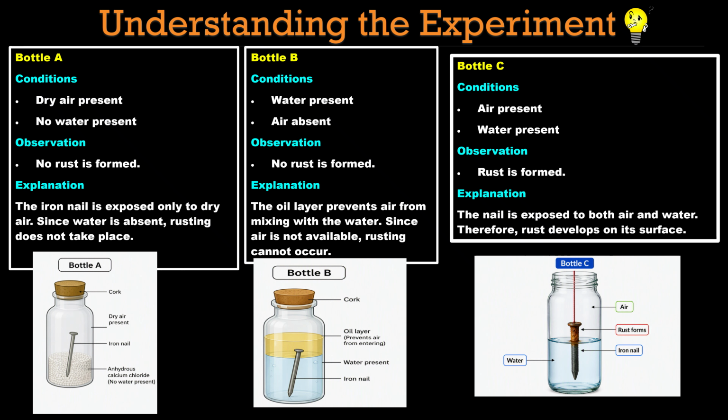So what do we conclude? Air alone cannot cause rusting and water alone cannot cause rusting. Rust forms only when both air and water are present. Therefore, this experiment proves that both air and water are essential for rusting.